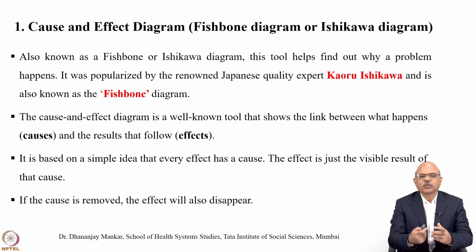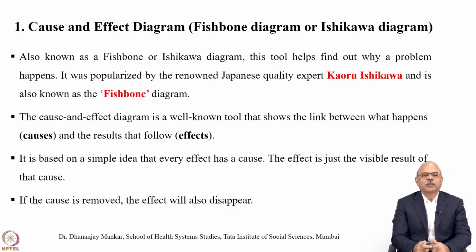The cause and effect diagram, also called the fishbone diagram or Ishikawa diagram, is a very popular tool. This tool helps find out why a problem happens. It was popularized by the renowned Japanese quality expert Kaoru Ishikawa, and so it is also known as the Ishikawa diagram. You might have heard that it is also known as the fishbone diagram. So there is a fish and its bones to be discussed.